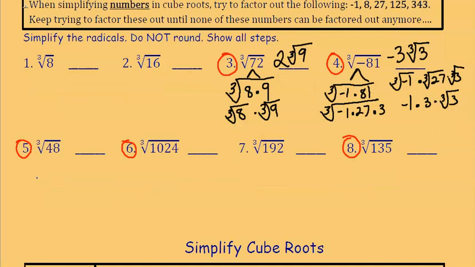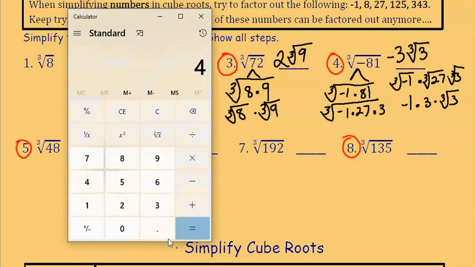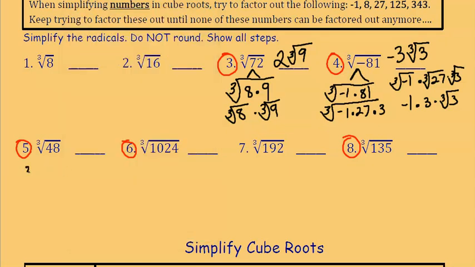Let's look at number 5, the cube root of 48. So we'll take our calculator and try to divide out 8. It works. 6 times 8 is 48. So we have the cube root of 8 times 6. So we have the cube root of 8 times the cube root of 6. And that'll give you the simplified expression, 2 times the cube root of 6.